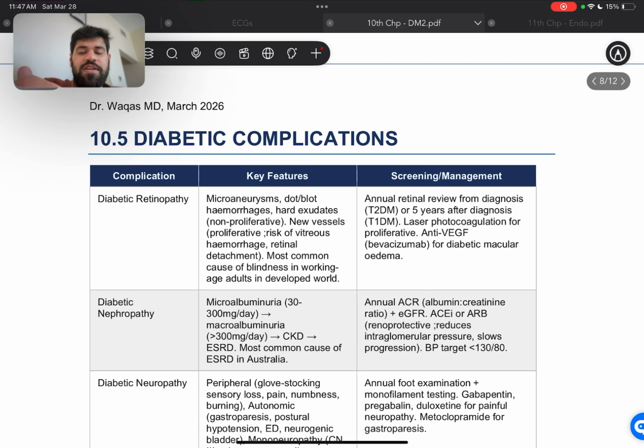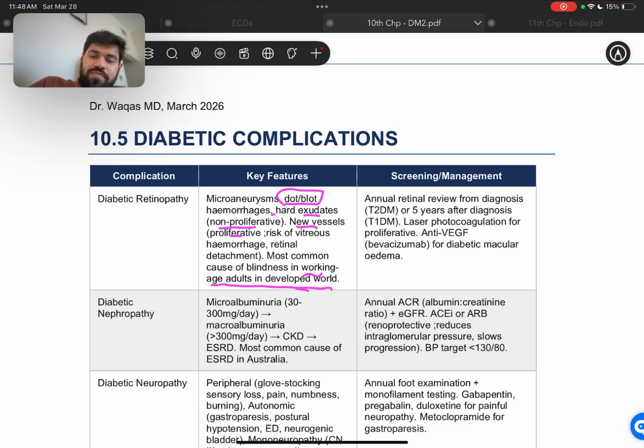Now, diabetic complications, as we spoke about type 1 and type 2. Diabetic retinopathy is the most common one, with microaneurysm. We have dot blot hemorrhages, hard exudates, which are non-proliferative, and new vessel proliferations, and we can see those in fundoscopy as well. And these are the most common cause of blindness in working age adults in the developed world.